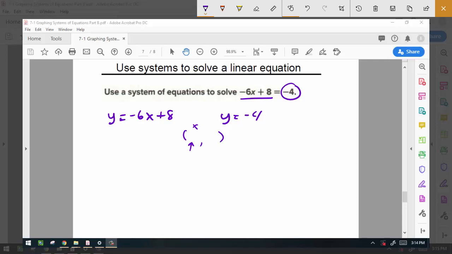The other option is to rewrite this problem so that it's equal to 0. So to do that, I would add 4 to both sides. So I'll end up with negative 6x plus 12 equals 0. And then I will just replace the 0 with y, and I will graph this.